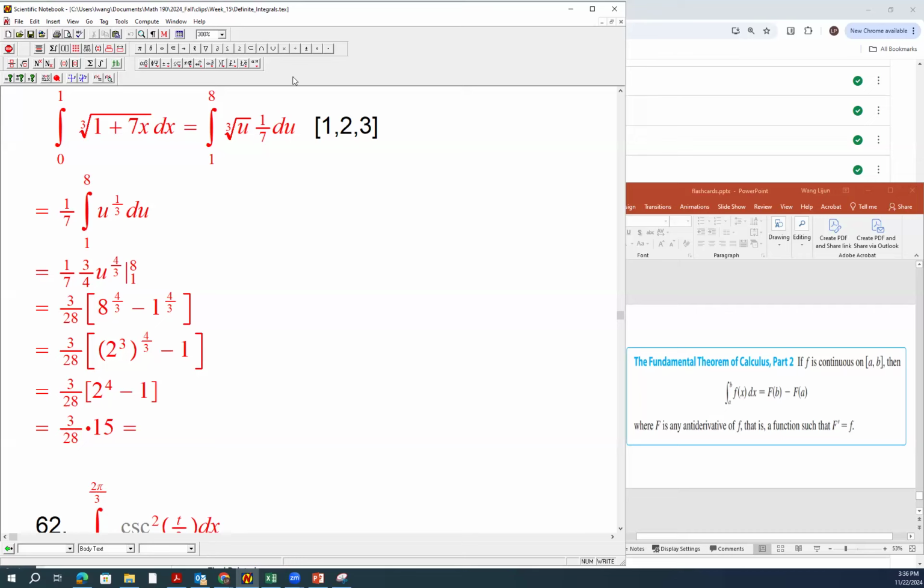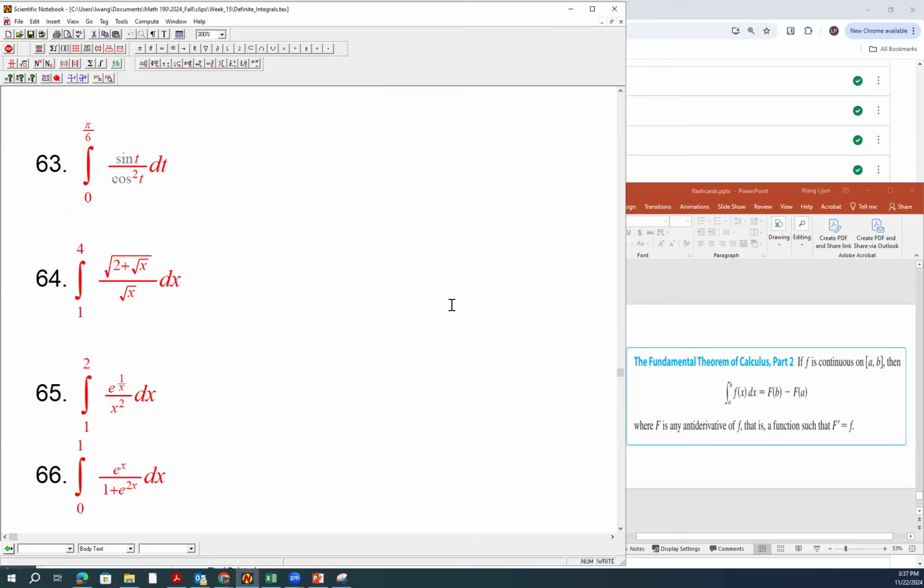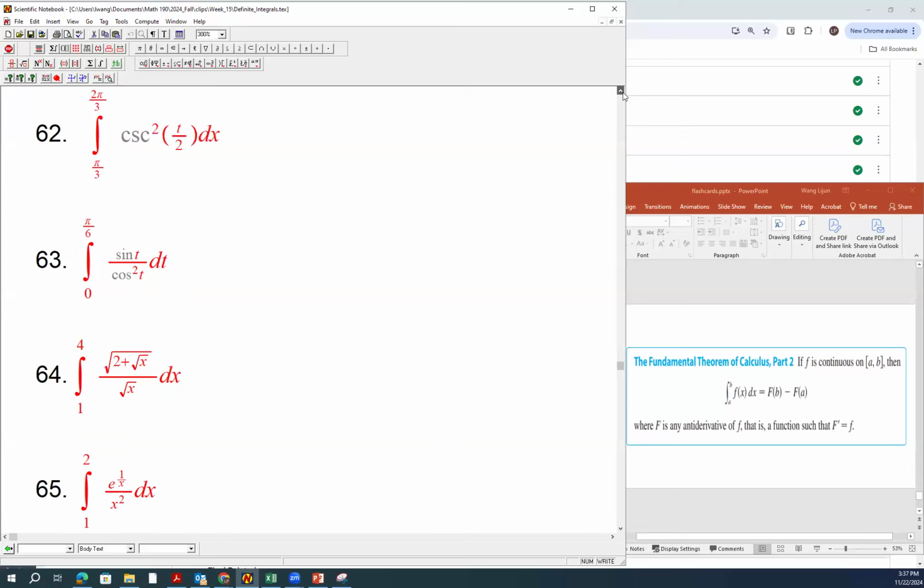Can we reduce it? So it's 45/28. That's it. Remember this step of substitution: 1, 2, 3. Use your scratch paper as needed. All right, problem 63.